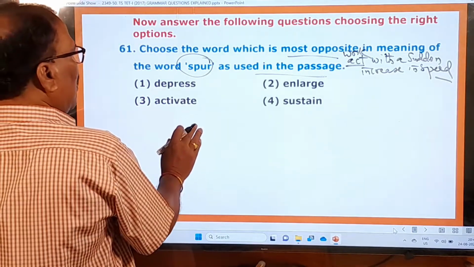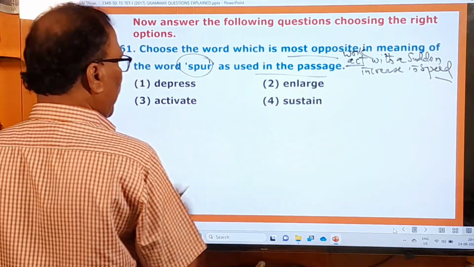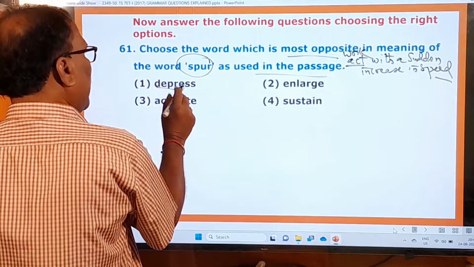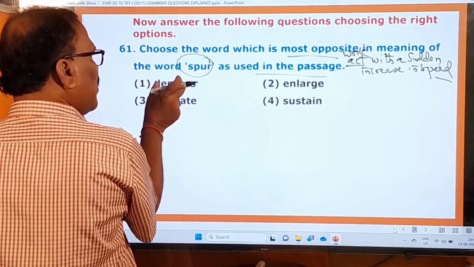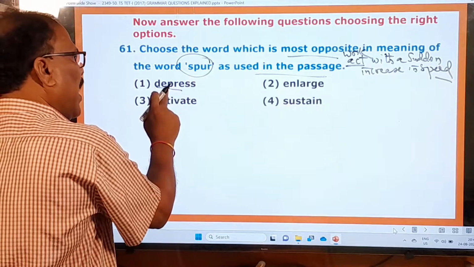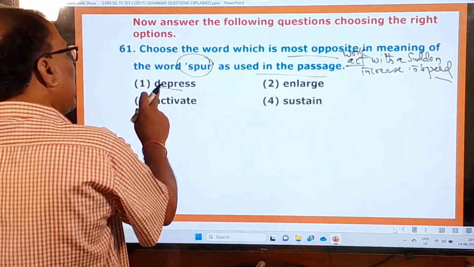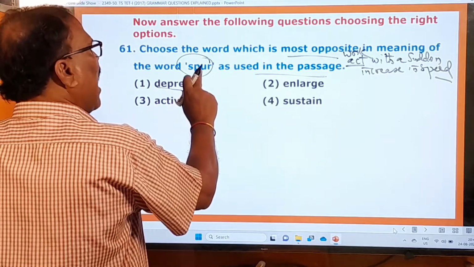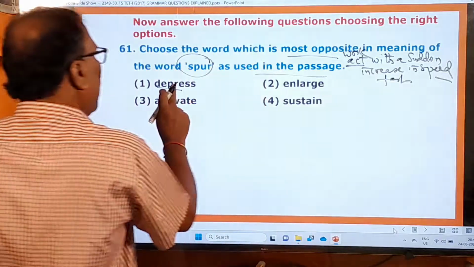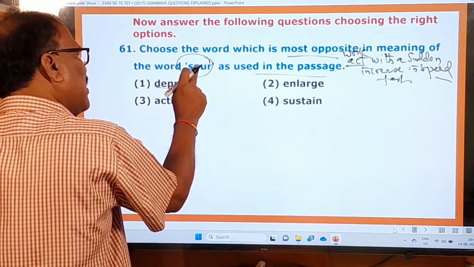Four options are given: depress, enlarge, activate, sustain. The very first one is depress. Depress is the opposite of this spur. So working with a sudden increase in speed is this one, and depress means acting slowly. One is acting fast, and the other is acting slowly. The opposite of spur is depress.